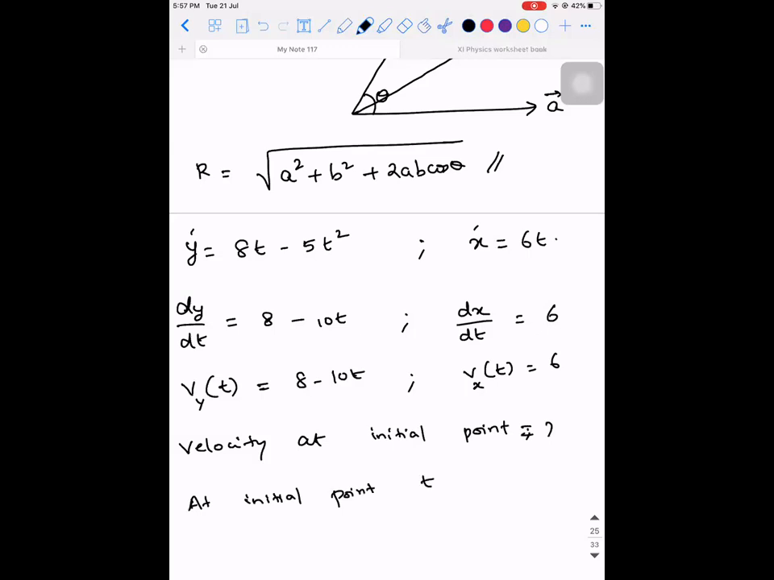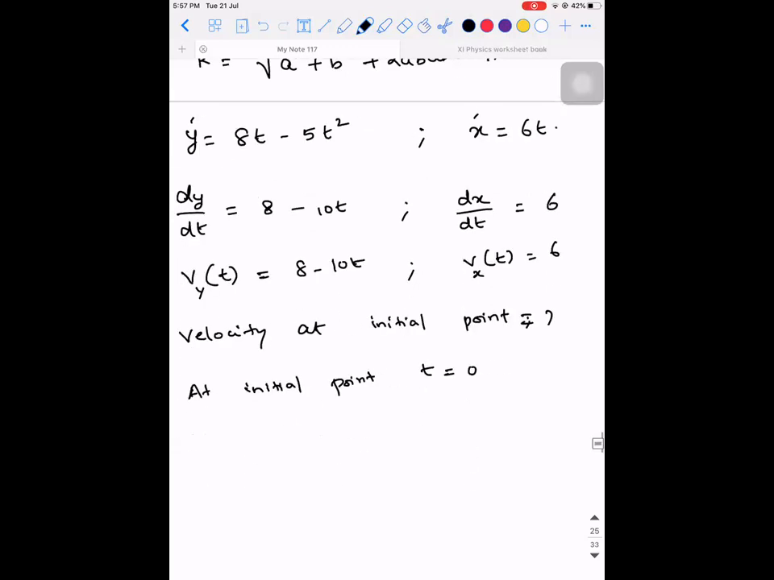At initial point, t is equal to... So what is the initial time always? What is that we take? 0. So initial time is 0, which means Vy at 0 will be equal to 8 minus 10 into 0. What will it be? It will be 8.